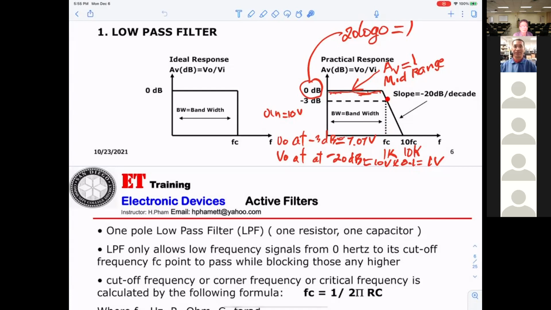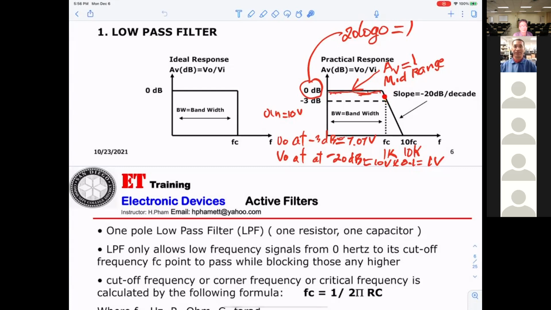If you get the input at 10 volt, to calculate what the output voltage is at this point, you cannot use minus 3 dB. You have to understand that the equivalent of minus 3 dB is 0.707. Then you take 10 volt times 0.707. That means the output at the cutoff here will be 7.07 volt.